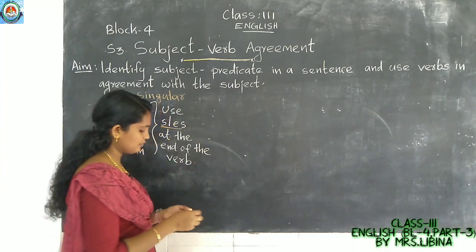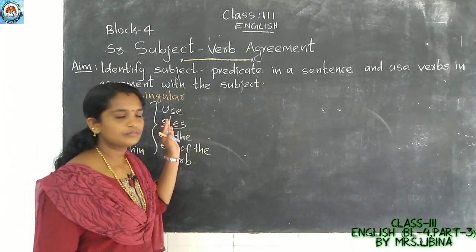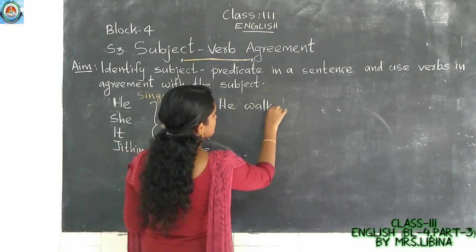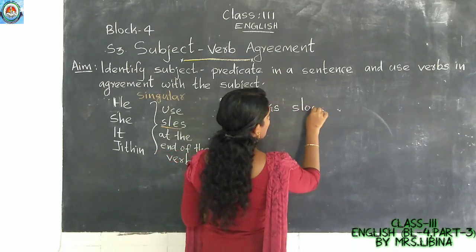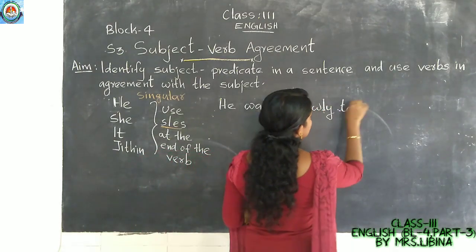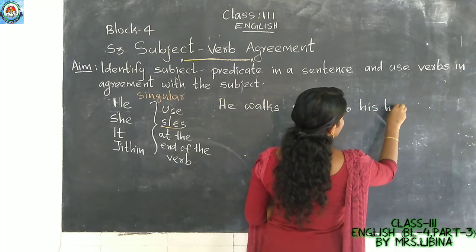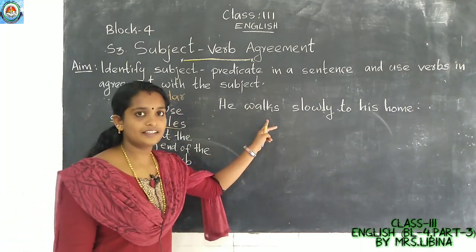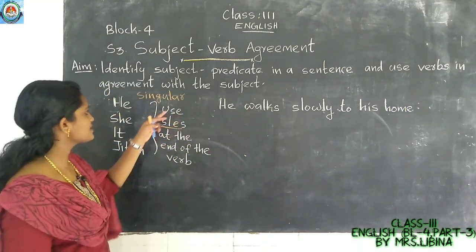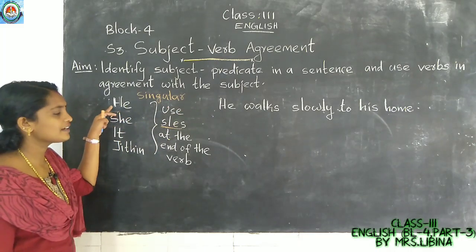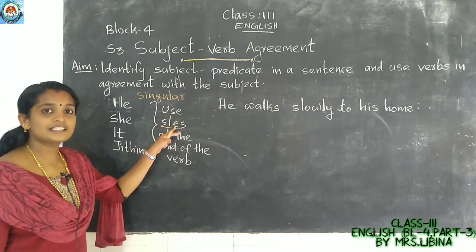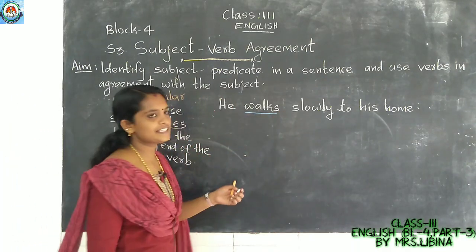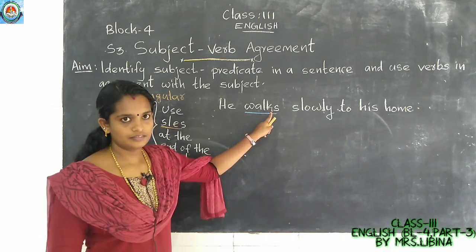I have written the word he. Listen, he walks slowly to his home. Do you know why I have written walks in this sentence? Because the subject here is singular. So I have to use S or ES at the end of the verb. So I have used S at the end of the verb walk.